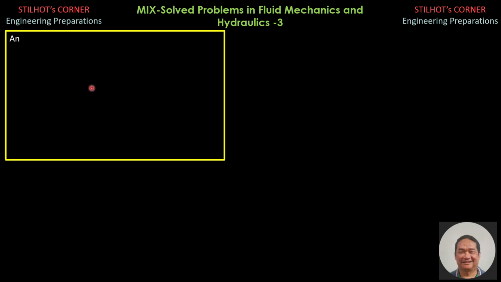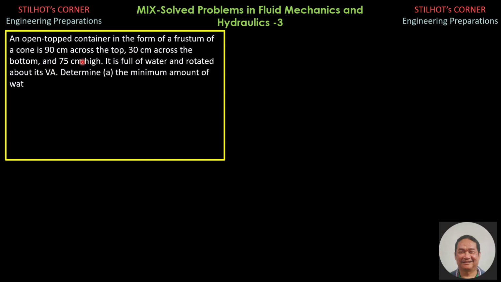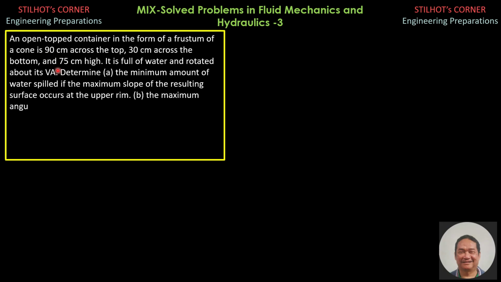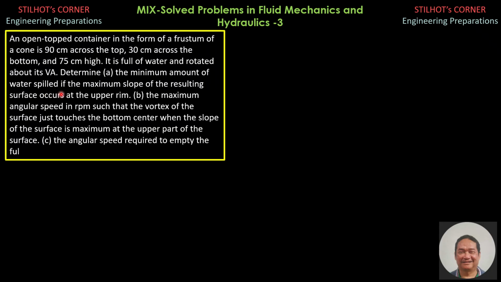This is new. An open top container in the form of a frustum of a cone is 90 centimeters across the top, 30 centimeters across the bottom, and 75 centimeters high. It is full of water and rotated about its vertical axis. Determine the minimum amount of water spilled if the maximum slope of the resulting surface occurs at the upper rim.